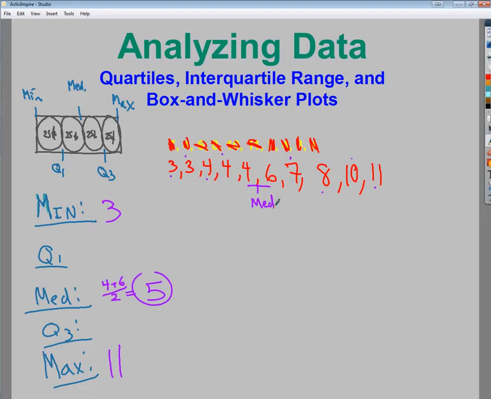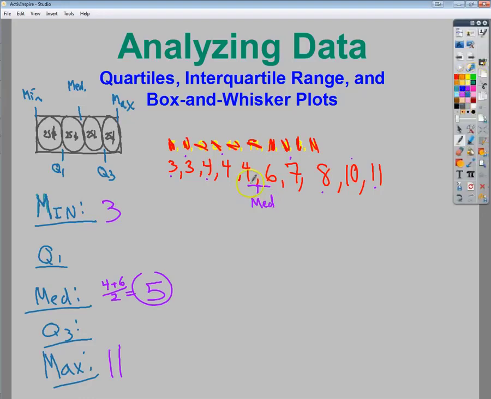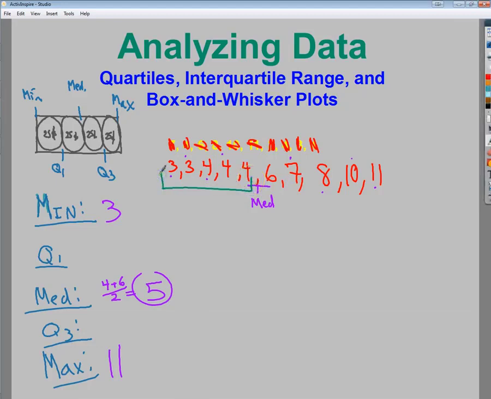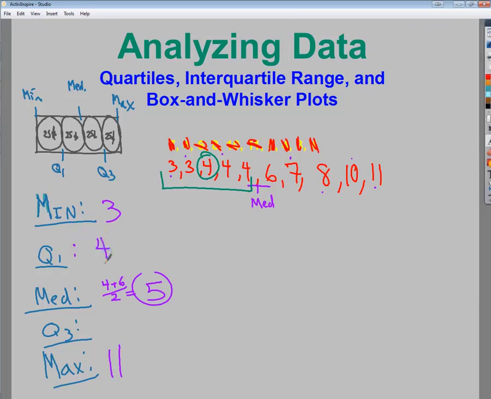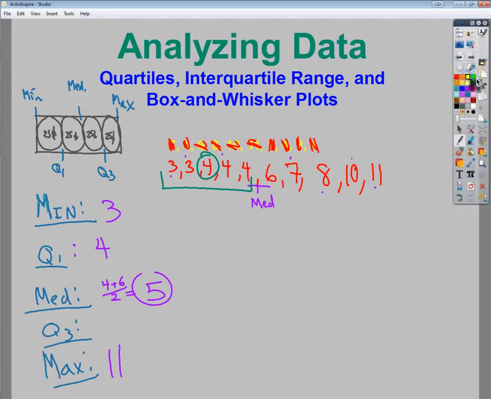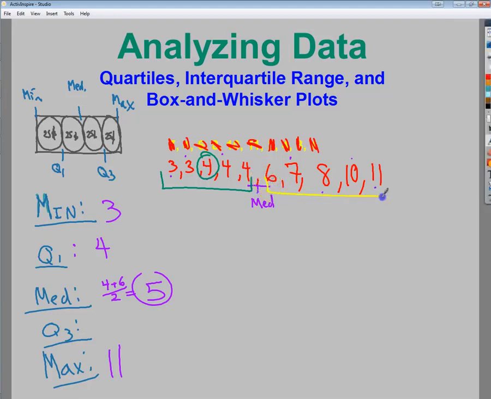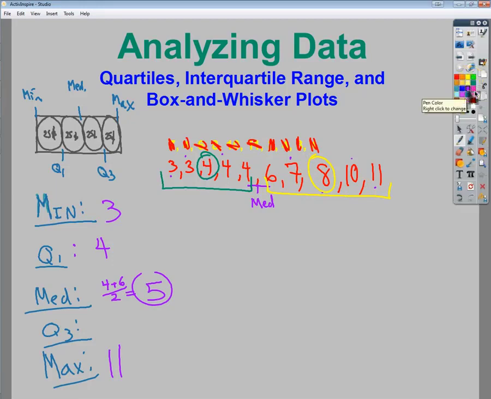To get Q1, I need to look just at this set of data right here. I need to find the median value there, which is right here. So the Q1 value, and by the way, if I had 2 in the middle there, I would do the average of those two. So say it had been 3 and 4 together, 3.5 would be the median, or the Q1. But the Q1 here is 4, because it's the median value of that first set, the first two quarters. On the other side of it, if I'm dealing with the top half, so to speak, I want to find the median there. It's the 8. So I would say that my Q3 value is 8.